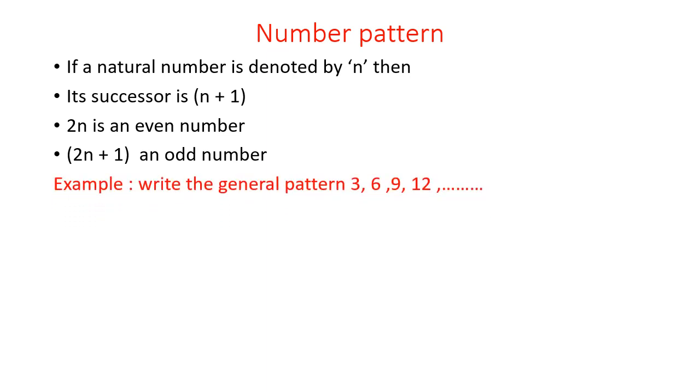So we will see an example. Just write the general pattern. They gave a series like 3, 6, 9, 12. All these numbers have something in common. What? All are multiples of 3. So we can write 3n.